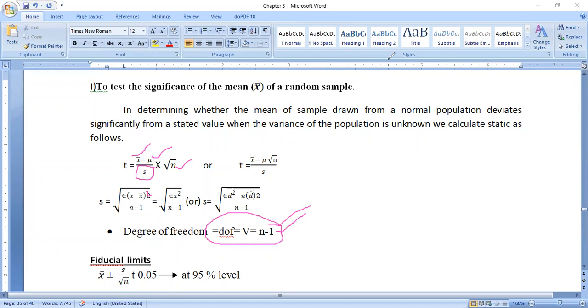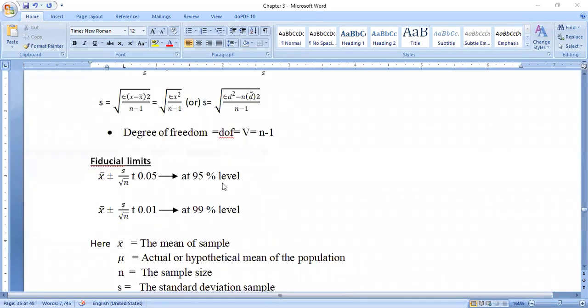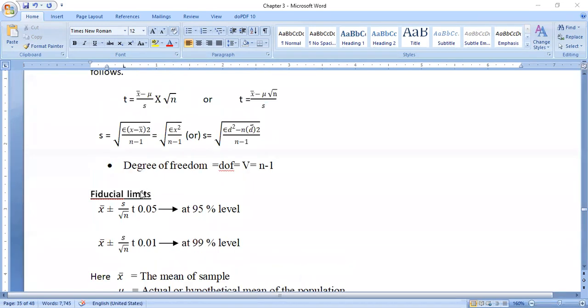Then next, after completion of these degrees of freedom, in the given question, if the fiducial limits are given, fiducial limits are given means here at 1% we call it 99%, at 5% we call it 95%. The x bar value is there, the s value will be there, the under root n value will be there.